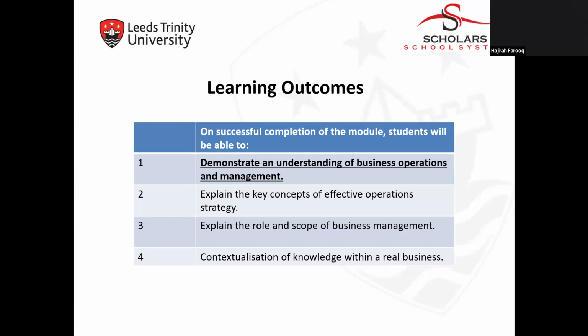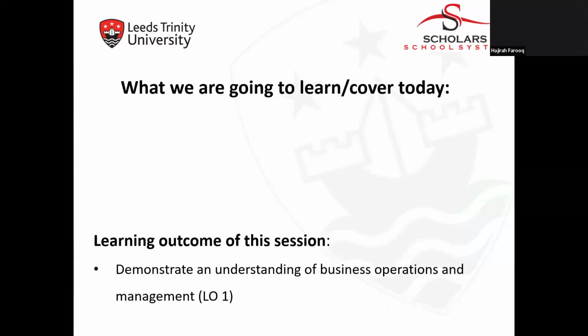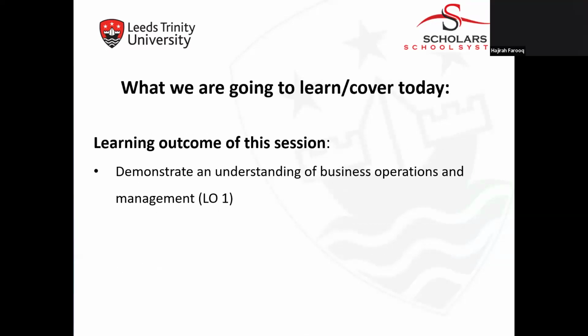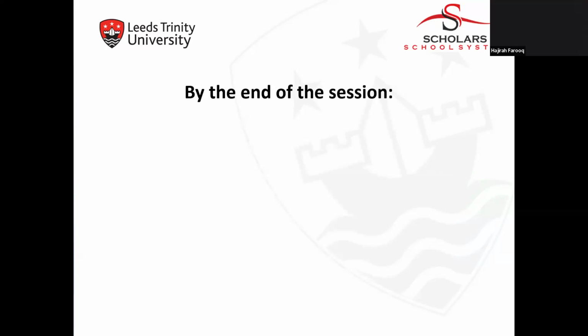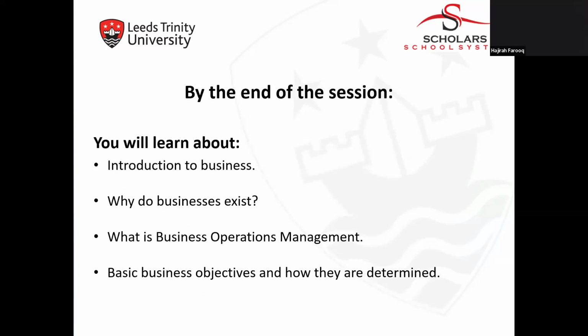So this module has 4 learning outcomes that include demonstrating an understanding of business operations and management, explaining the key concepts of effective operation strategy, explaining the role and scope of business management, and the contextualization of knowledge within a real business. After that, we discussed the things that we were going to be learning, and that was, of course, the learning outcome 1. And we discussed what we will be able to accomplish by the end of that lesson.